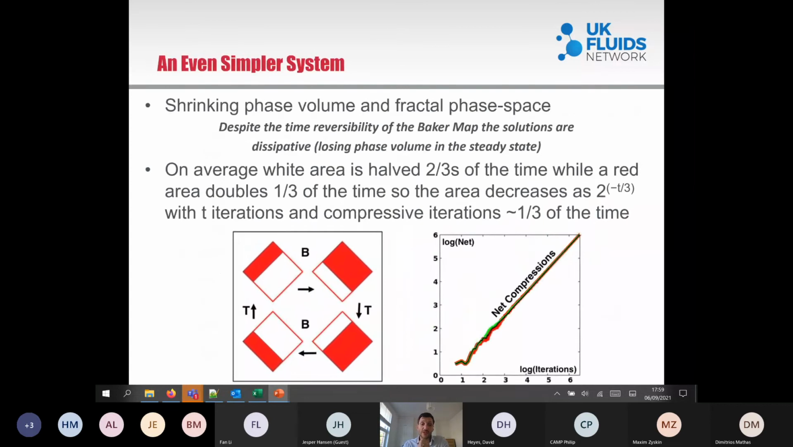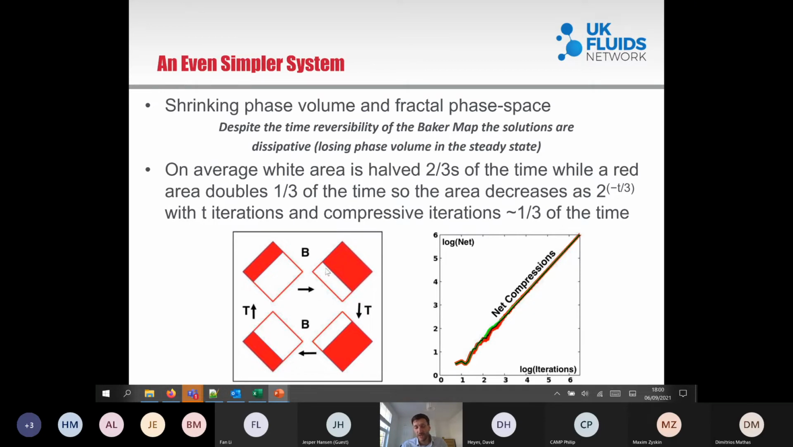So what we can show is that shrinking phase space volume and this phase space becoming fractal is actually what gives you the time irreversibility. So this gives you entropy, and this gives you this kind of non-reversible behavior. So despite having a time reversible Baker map, in the same way we have time reversible molecular equations, we still end up with solutions which are increasing in entropy. So this toy model basically just halves the white area or doubles the red area.